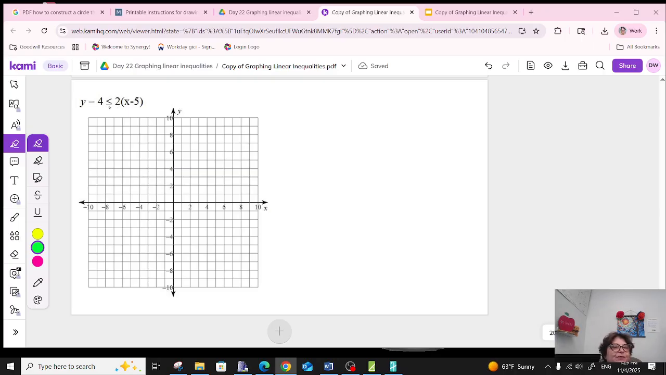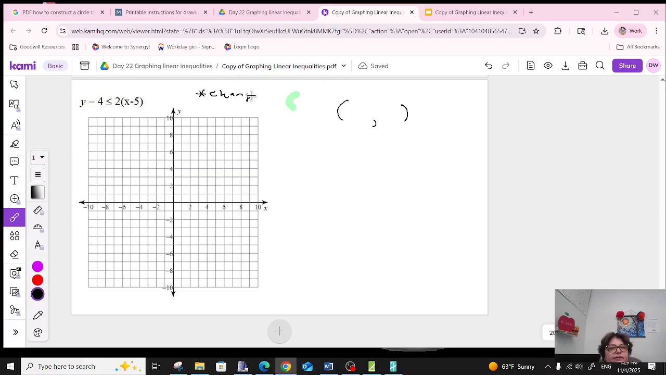Right here, we still have y. There's no coefficient in front. So I'm just going to choose my point because it's in point slope form. Remember to change your signs on these, right? You could change this to slope intercept form or graph it from here. I'll do it both ways.